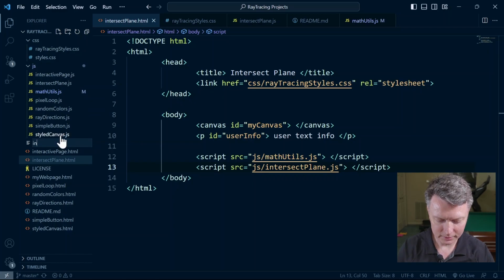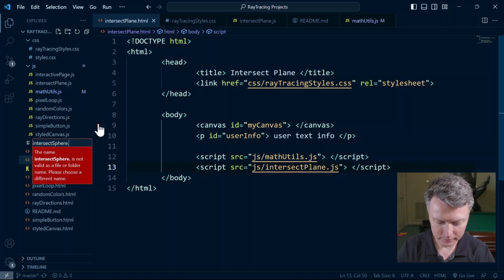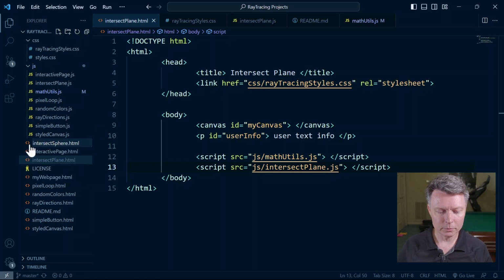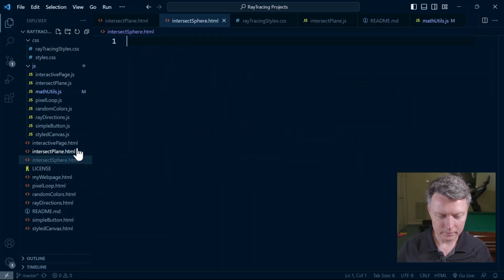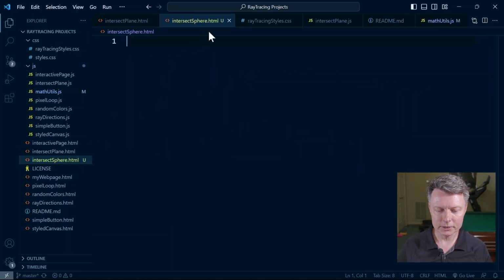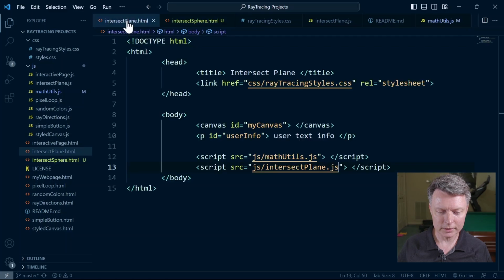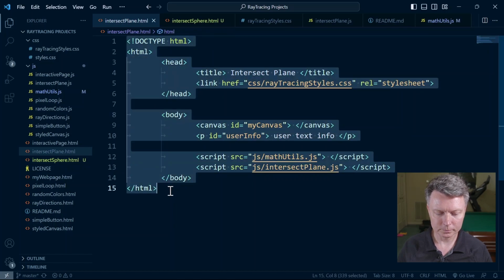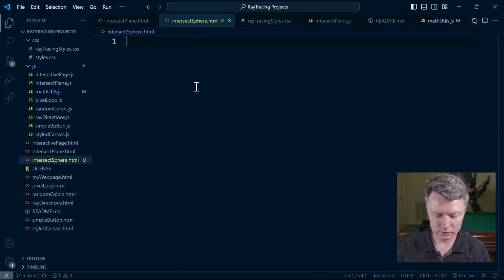intersectSphere.html. And then you'll see the opening and closing angle brackets pop up here, which tells you it recognizes that file extension. And then hit enter. And now that'll create a new HTML file called intersectSphere. Now just quickly go back to intersectPlane.html and select all that code and Control C. And now go back into intersectSphere and Control V.